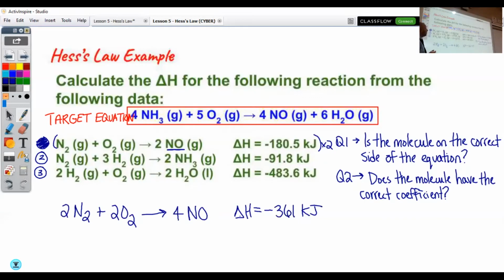Now we're going to look at another molecule from our second equation and find it in the target equation. We have ammonia, NH3, in our second equation, and that appears in the target equation. So the first question is, is the molecule on the correct side? Here it's on the product side, but in the target equation, it's on the reactant side. So we're going to have to flip-flop this equation. Reactants will become products, and products will become reactants. The other thing you're going to notice is that we have a 2 coefficient, but we need a 4 coefficient. So we are going to multiply this by 2, and we're going to flip it.